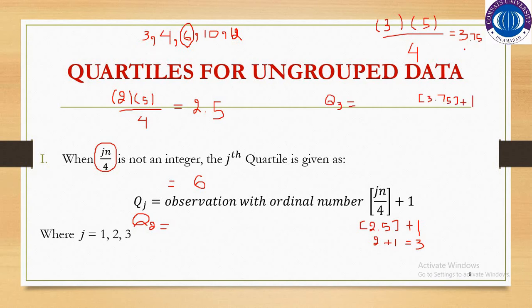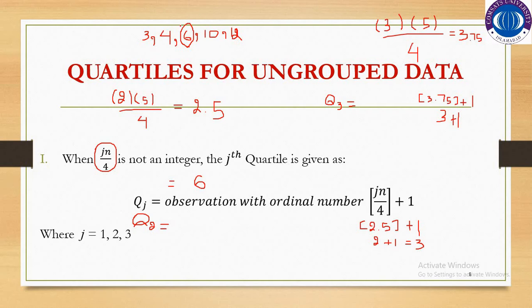So 3 into 5 divided by 4 is 3.75, and Q3 is equal to 3.75. So we will take here 3 plus 1. So Q3 is equal to the observation with ordinal number 3 plus 1, which is equal to 4.